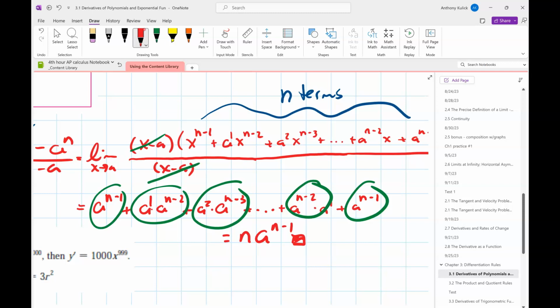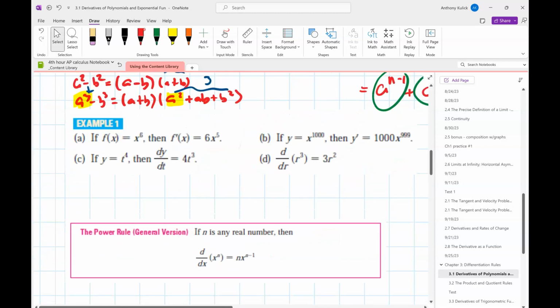What was the hardest part? Doing the factoring, right? The factoring was non-trivial, but that's the pattern. Do you need to know how to prove it? No. Do you need to know how to use it? Yes. All right, let's do some practices.